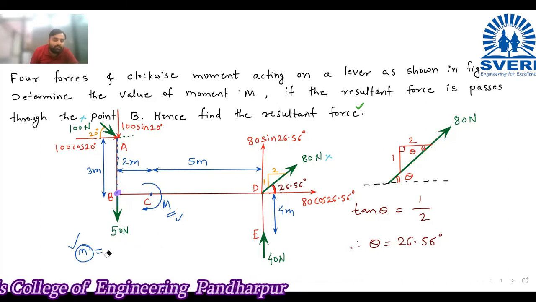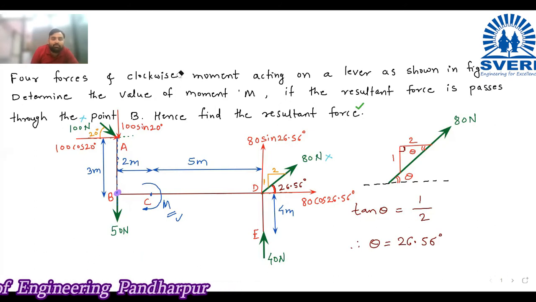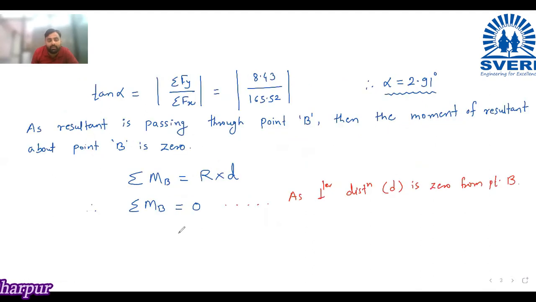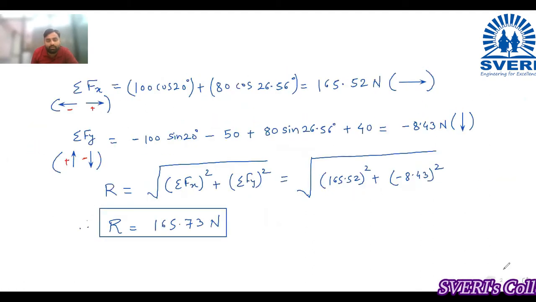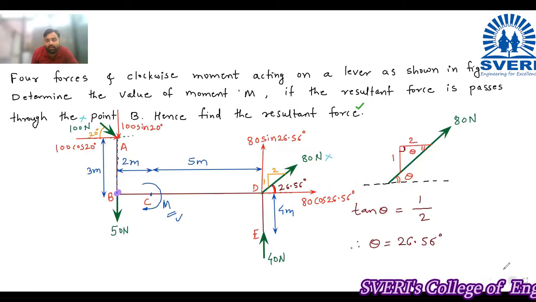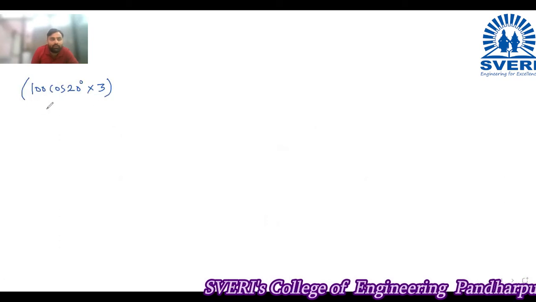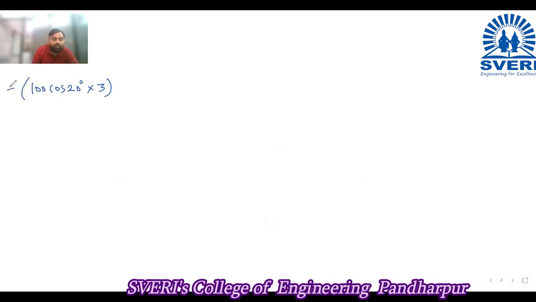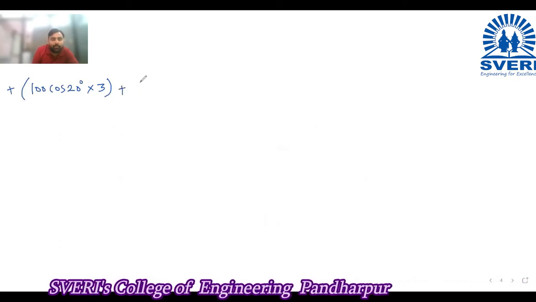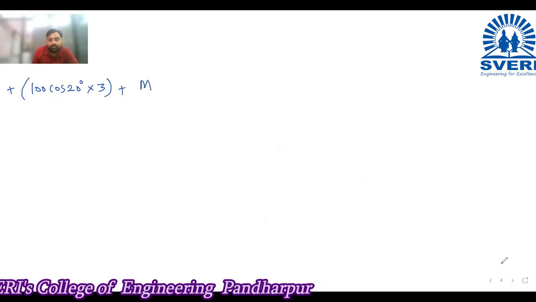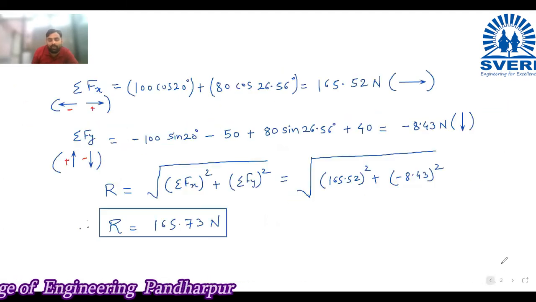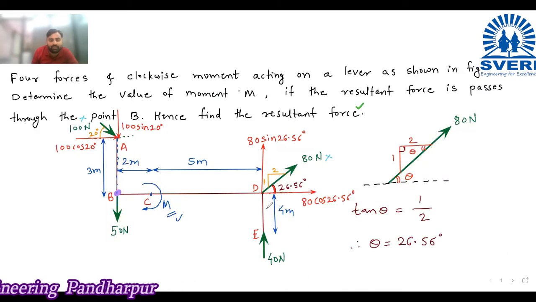So here now this is M which is clockwise, so I will write in the equation. कशाचीच मोमेंट आलं नाही का? पहिलेच्या 100 cos 20 into 3 लिहिलं कुठे मी? हा 100 cos 20 into 3 clockwise होते, so plus. Then plus M as it is, plus M because it is already a moment, so don't multiply by the distance.